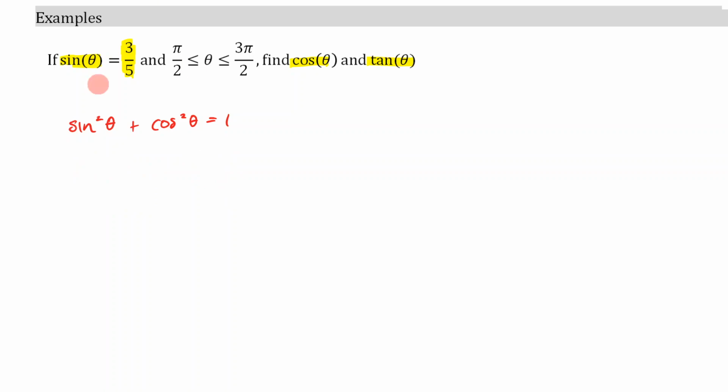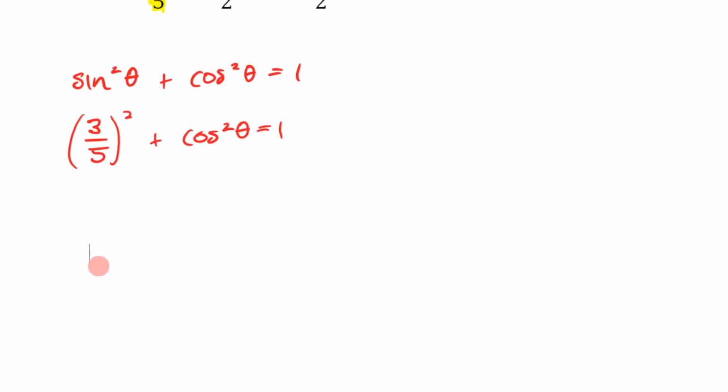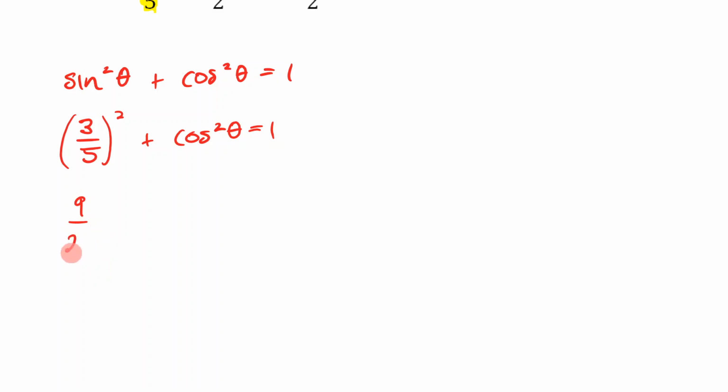All right, we know that sine of theta is equal to 3 on 5. So I'm going to put 3 on 5 here and I'm going to square it. I don't know what cos of theta is. I know that this is going to be 9 on 25. Oh, they're very ugly numbers. Let's see if I can do that a bit nicer. Cos squared theta is equal to 1.